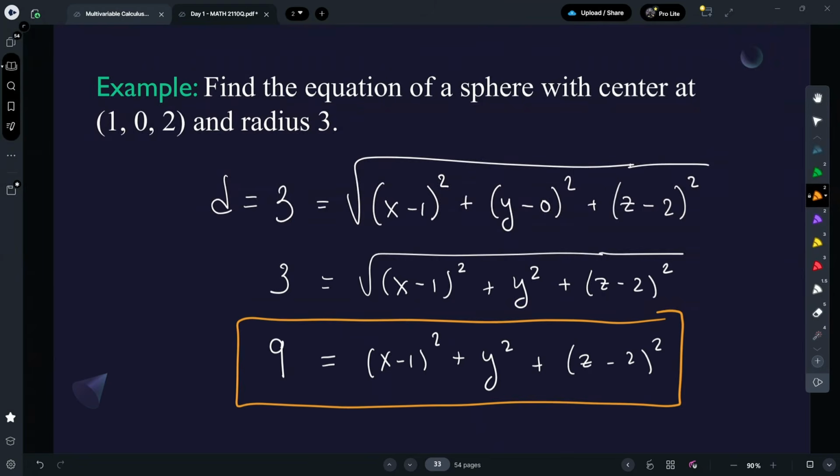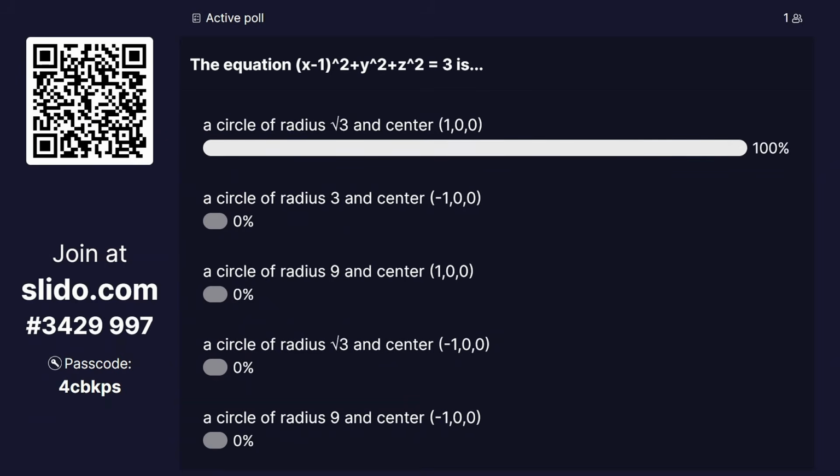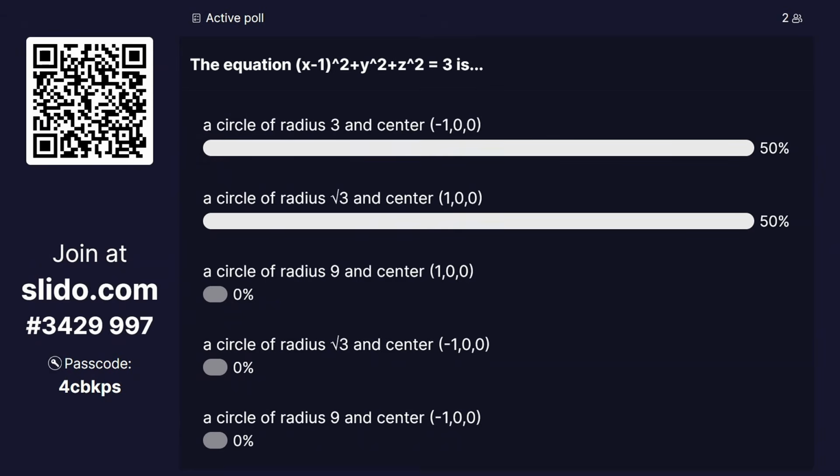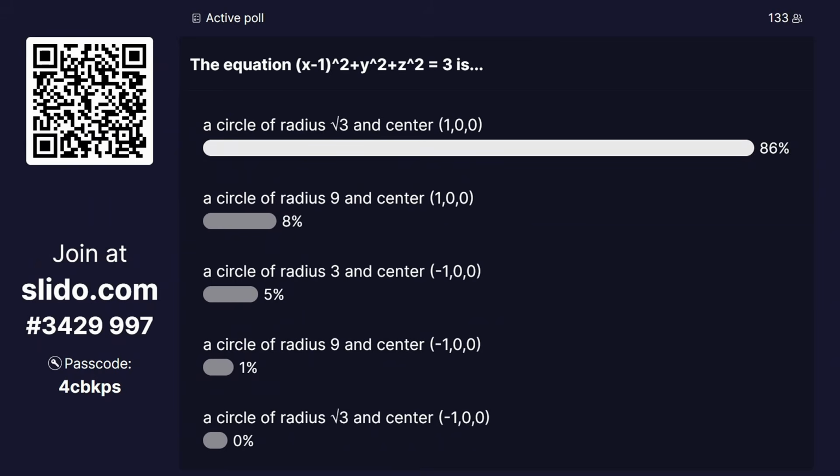Any questions? So if I give you the equation x minus 1 squared plus y squared plus z squared equals 3, what kind of, whoa, it says a circle everywhere. That's supposed to say a sphere of, so it's a sphere of radius and center. What's the right answer? Okay, so let's solve it.